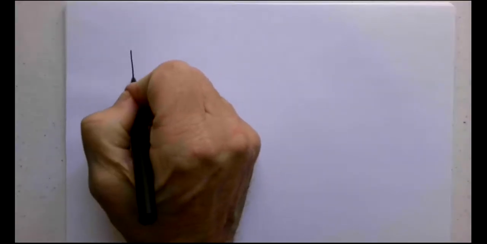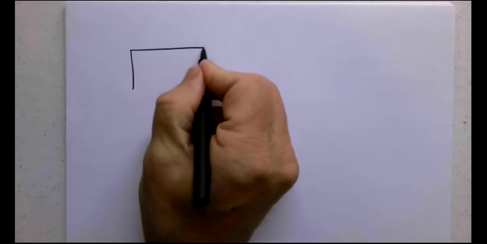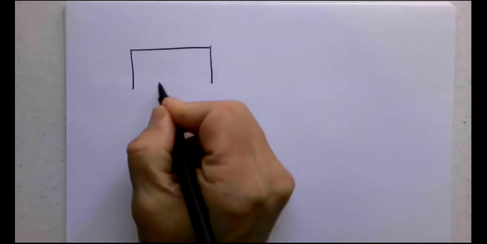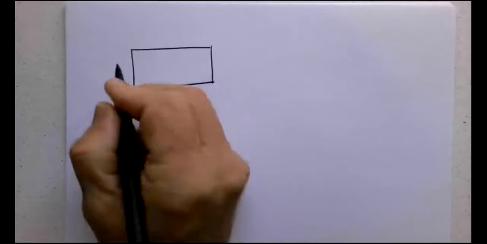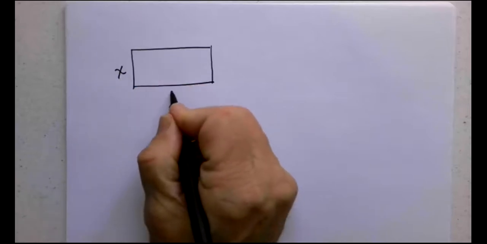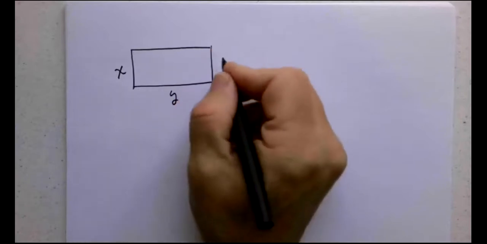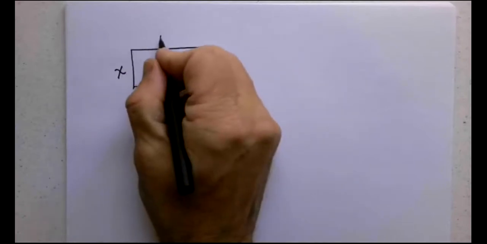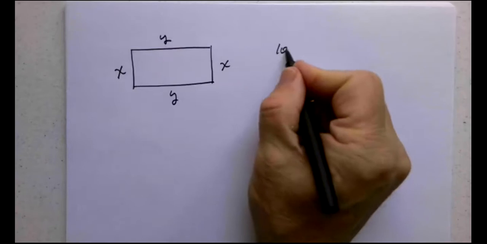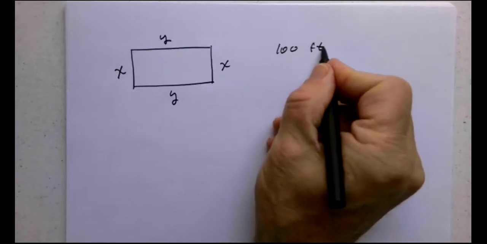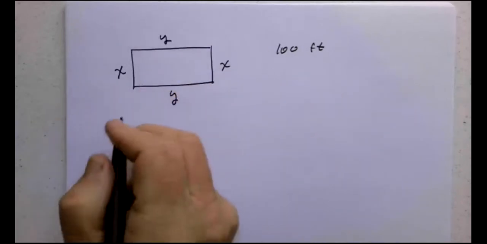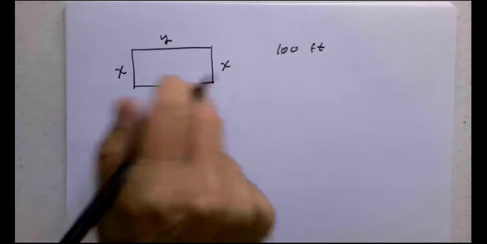So let's draw a rectangle. X is the width, Y is the length. So if this is a rectangle, this would be X and this would be Y, width and length. Well, if it's a rectangle, this is also X and this is also Y. And we know that she has 100 feet of fencing. So we put all these things together, right? All the way around has to equal 100 feet.